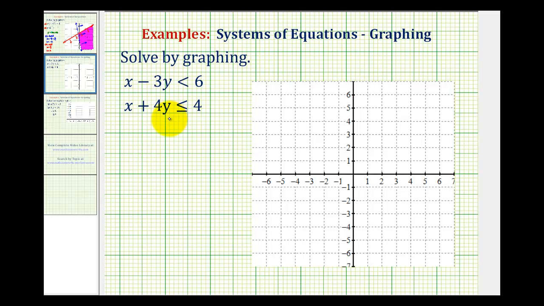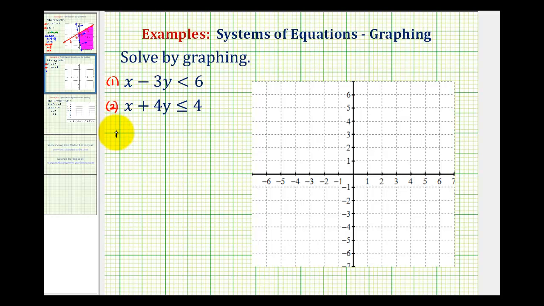To solve a system of linear inequalities, we want to determine the region that contains the ordered pairs that would satisfy both of the inequalities, where each ordered pair consists of one x and one y value. To do this, we'll graph and shade the first inequality, graph and shade the second inequality, and then determine the region that is shaded twice.